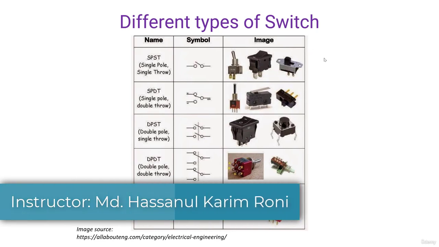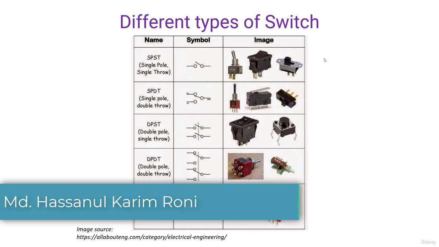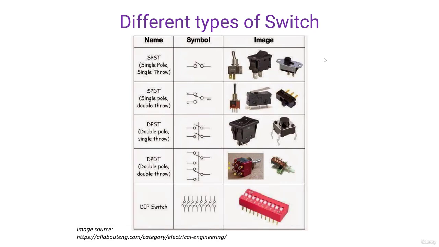In the slide, you can see there are different types of switches available in the market for using in your project. Like there is one type called SPST. The full form is single pole, single throw. And the switches are like this. Then we have SPDT, single pole double throw. The switches are like this. We have DPST, double pole single throw, and DPDT, double pole double throw. These are different types of switches.